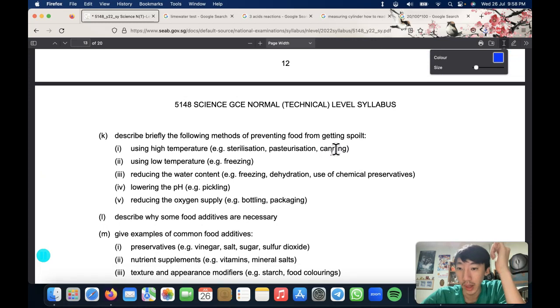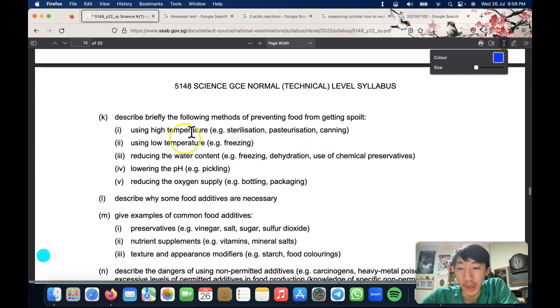There's 5 ways of doing food preservation. High temperature, including sterilization, pasteurization, and canning. So what is sterilization? Basically, you heat your food up to a very hot temperature, right, above 100 degrees. Then all the bacteria and all the viruses will be sterilized and killed. Okay, but that also might affect the taste of the food.